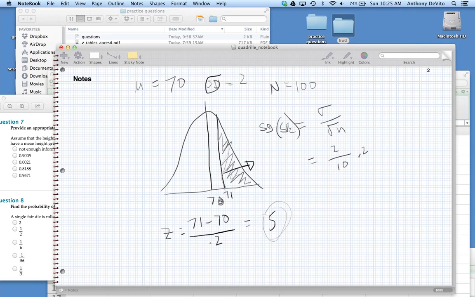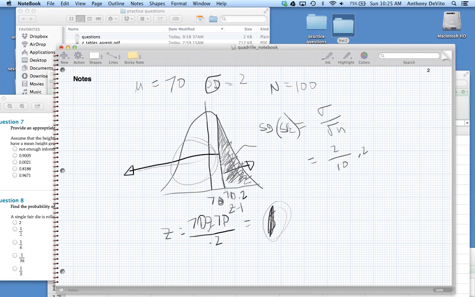But one thing you should keep in mind: let's say it came out to a z-score, let's make that 70.2. 70.2 minus 70 is equal to a z-score of 1, right? On your table, it would give you an area to the left of this. But if you use Agresti's table, they're asking you for the probability that's greater than a z-score of 1. So you would have to subtract that area from 1 in order to get the answer.